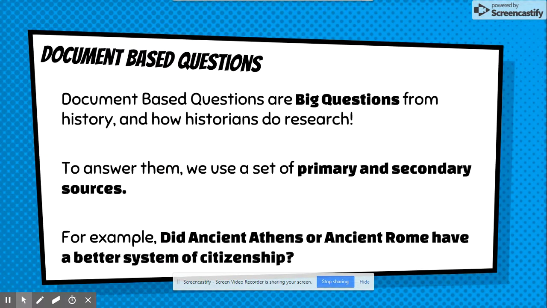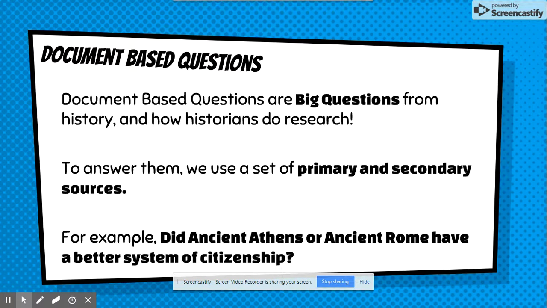So, what are document-based questions? Well, document-based questions are big questions from history, and it's how historians do research. Oftentimes, historians will start out with a big question that they're trying to answer, and then they're going to use documents, they're going to use primary sources to try to answer those questions.